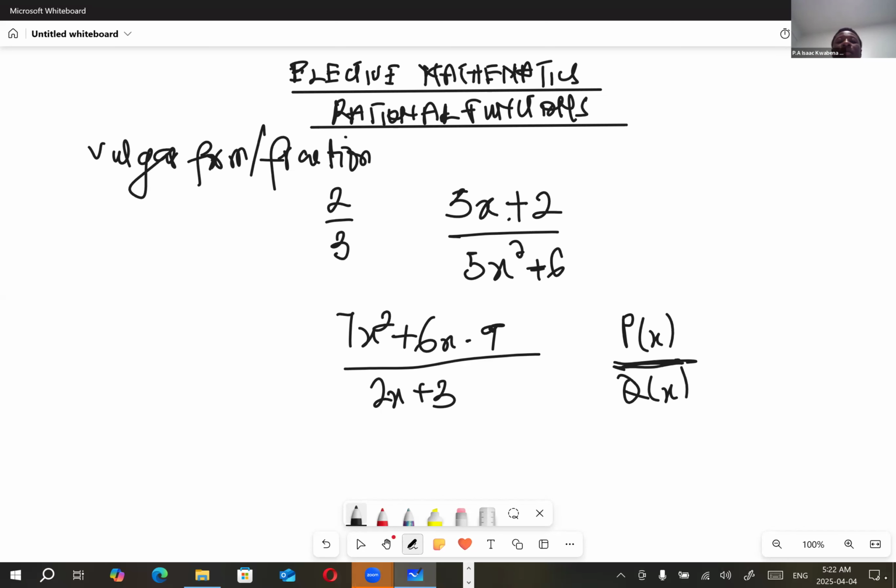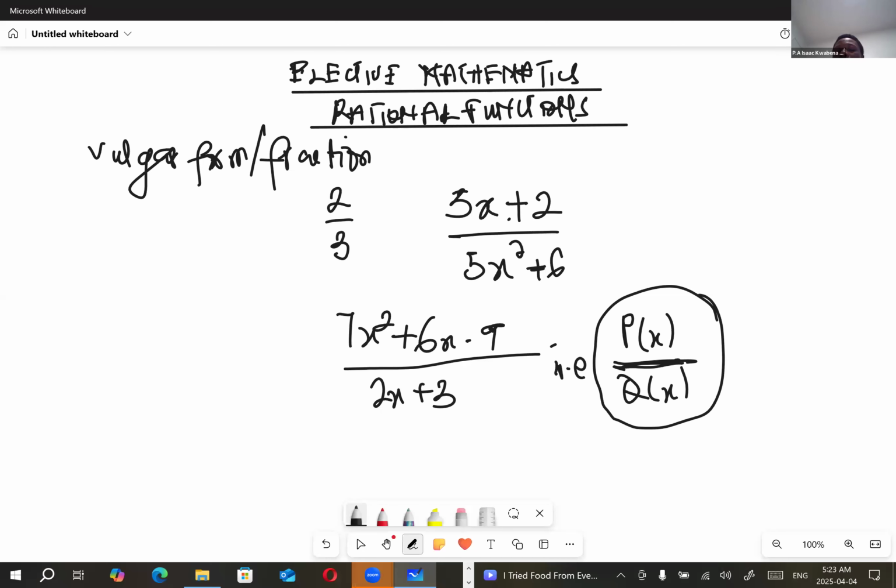Generally, rational functions are any expression that can be put in a vulgar form. And, i.e., if you're drafting some notes, you can write: rational functions are functions that can be written in a vulgar form. Then you come and add i.e. i.e. means what? That is. Then you write P of X over Q of X. And this is what I'm explaining to you.